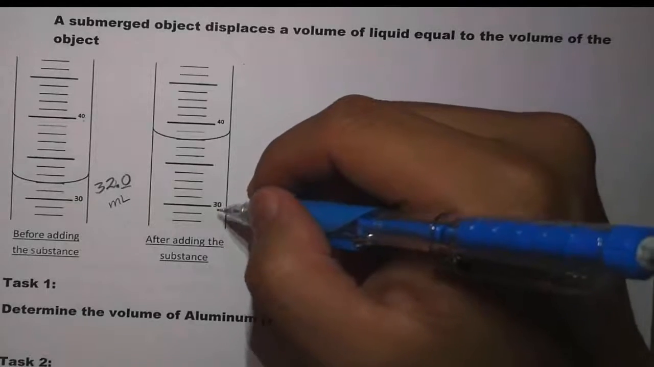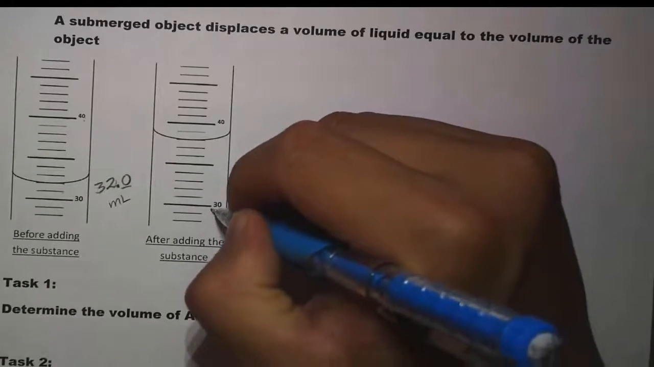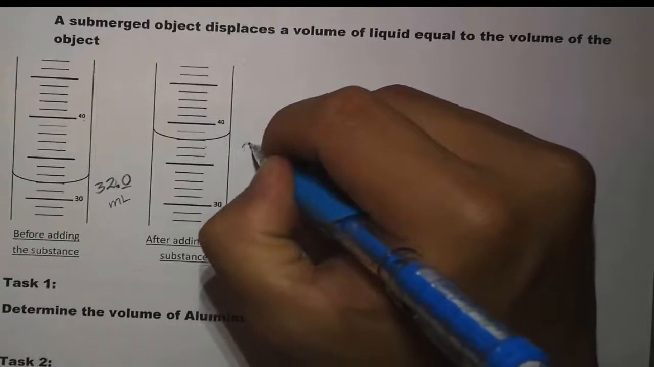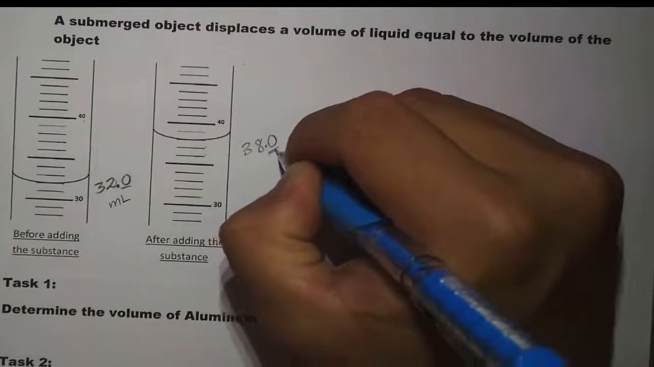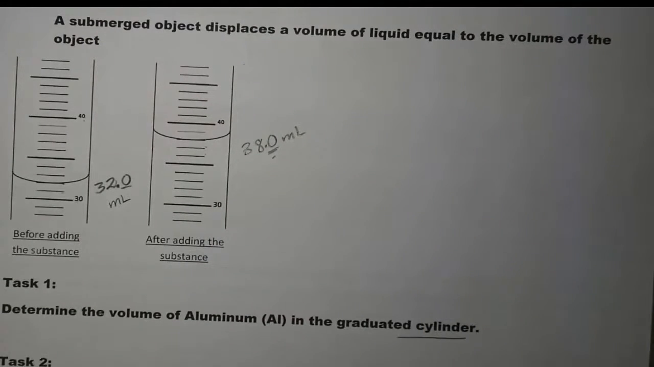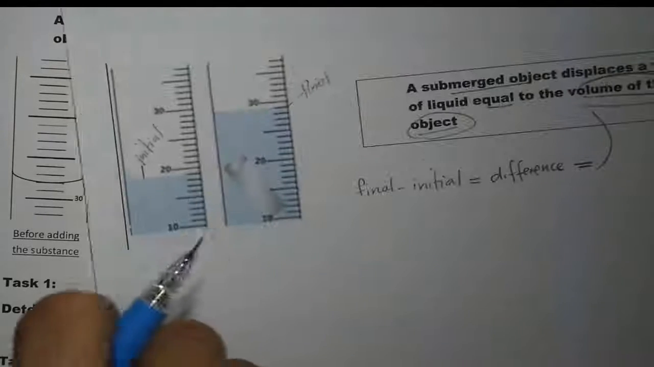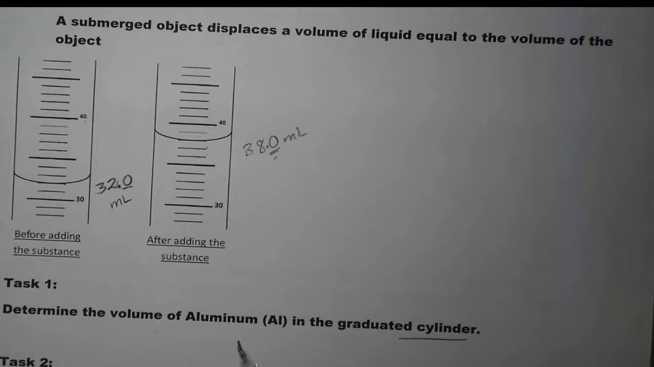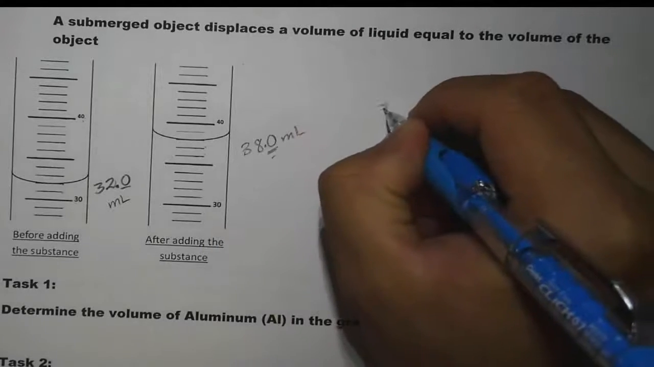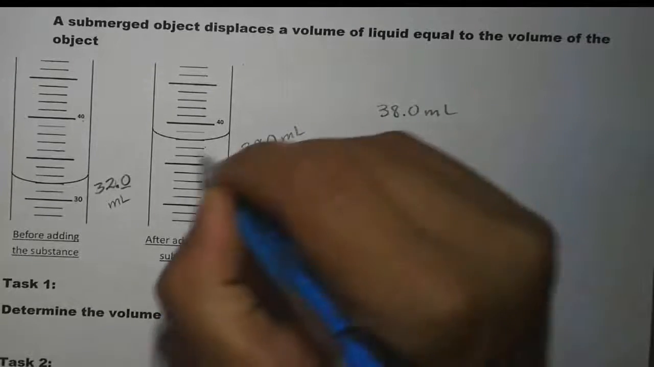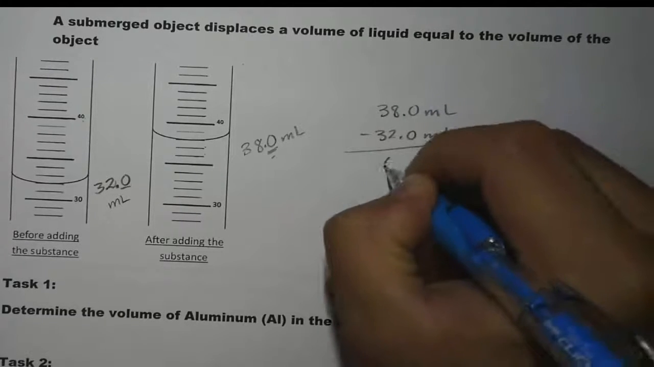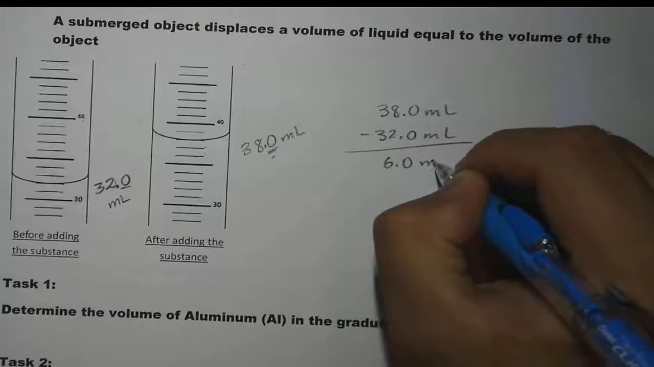Then over here, after we add in the aluminum, we have 30. Of course, this will be 35, so 36, 37, and 38. And that gives us 38.0 because this has been estimated. So, going back to the question, take the final minus the initial, which gives us the difference, which is the volume of the object. To find the volume of aluminum, all we have to do is take the final, which is 38.0 ml, minus your initial, which is 32.0 ml. And we have our difference of 6.0 ml.